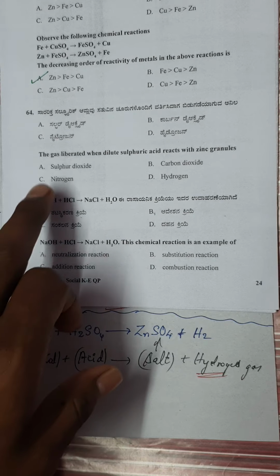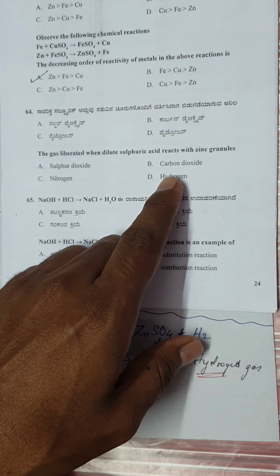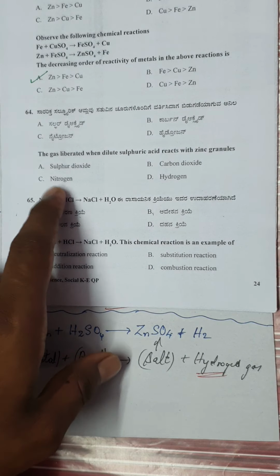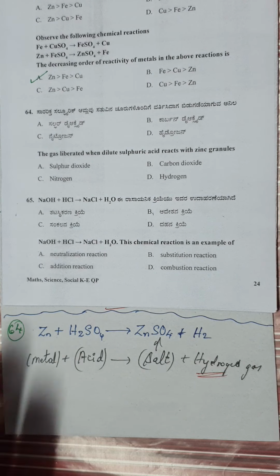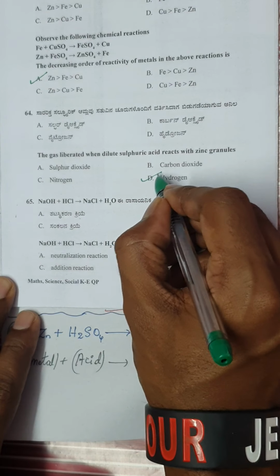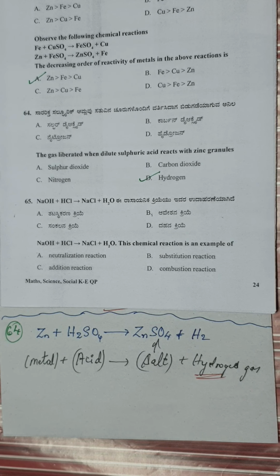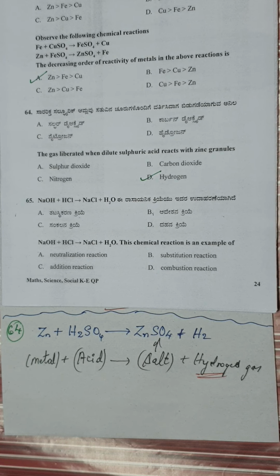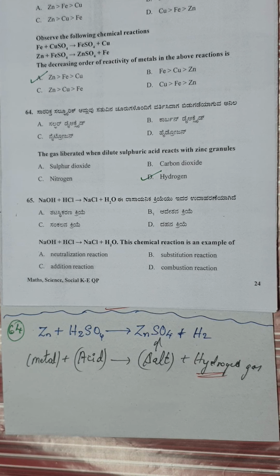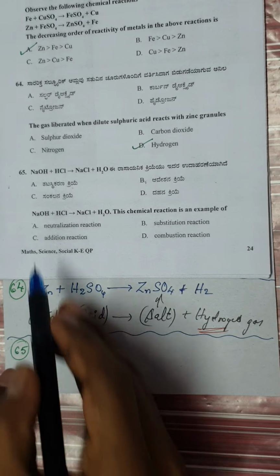Okay, now the given options are sulfur dioxide, carbon dioxide, nitrogen and hydrogen. So definitely the right option would be option D, which is hydrogen gas. Okay, I hope it's a very simple question, provided you have proper knowledge of the entire concept. Okay, yes, that's enough. Let's go to question number 65. Okay, moving on to question number 65.